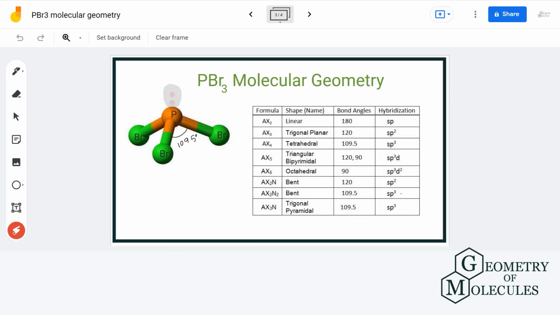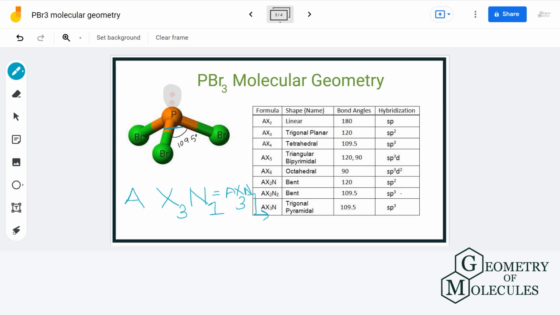Let us use the AXN notation method to see if we are on the right track. So here, A stands for the central atom, X is the number of atoms that are forming bonds with the central atom, and N is the number of lone pairs of electrons present on the central atom. Here we have phosphorus as the central atom. There are 3 bromine atoms attached to it and it has 1 lone pair of electrons. And that gives us a general formula of AX3N.